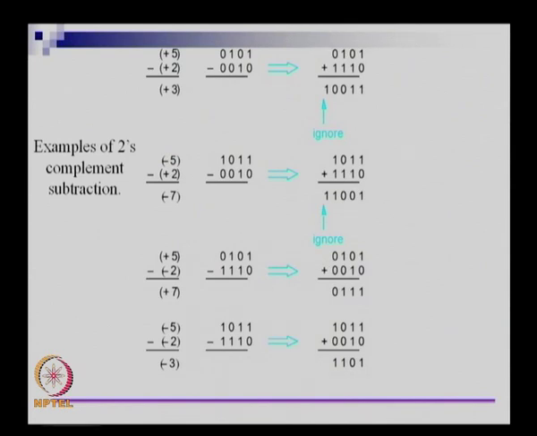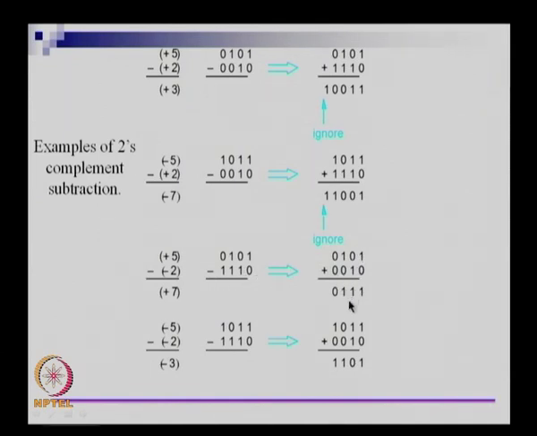I want you to go and convince yourself that 1001 stands for negative 7. It is easy to see because it is starting with 1, so it is a negative number. Take 1001, flip it, it is 0110, add 1, it is 0111, and that is 7. So, it is negative 7. Then look at these two, plus 5 minus minus 2. I want to subtract minus 2 from plus 5. So, plus 5 is 0101 itself, minus 2 is actually 1110, but I want the negation of 1110, which is 0010.